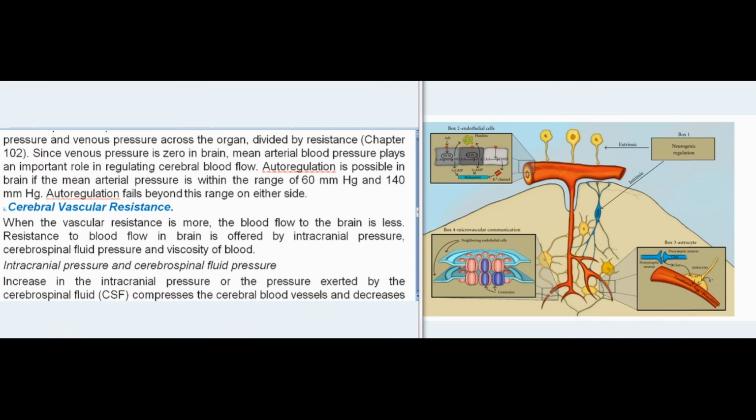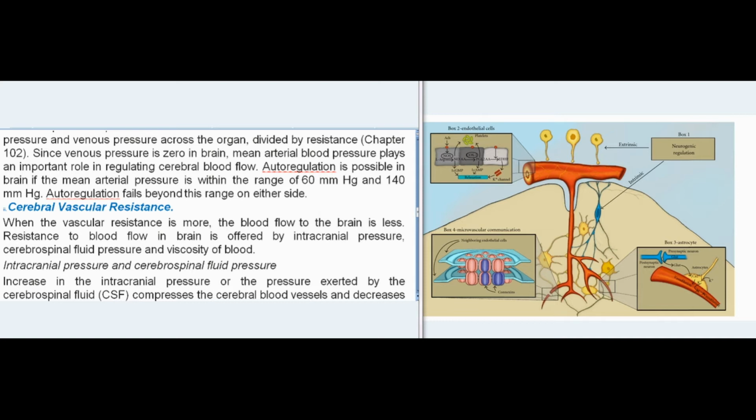Since venous pressure is zero in brain, mean arterial blood pressure plays an important role in regulating cerebral blood flow. Autoregulation is possible in brain if the mean arterial pressure is within the range of 60 mm Hg and 140 mm Hg. Autoregulation fails beyond this range on either side. Cerebral vascular resistance.